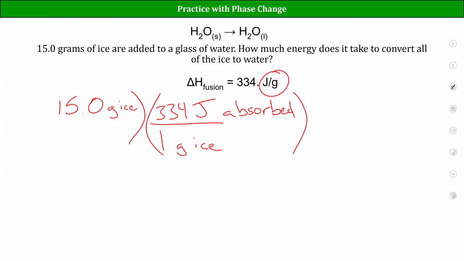So I like doing this because I think in terms of conversion factors, and I don't like putting negative numbers in conversion factors, that seems wrong. So I always come back to putting the word absorbed or released when we're doing these sorts of calculations. But then grams of ice cancels grams of ice, we're just left with joules absorbed. We're going to get something close to 5, just under 5.